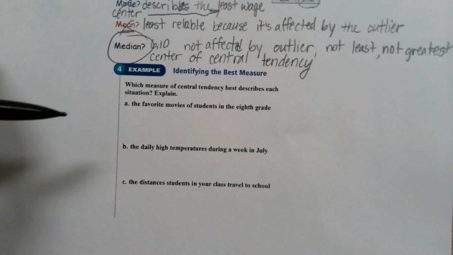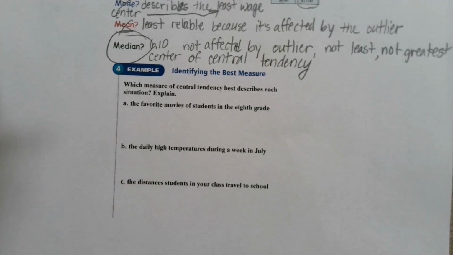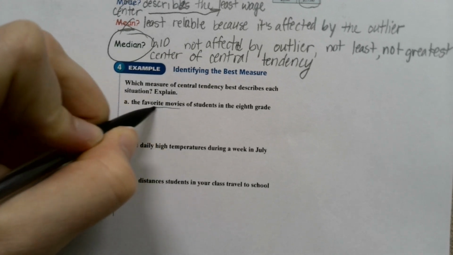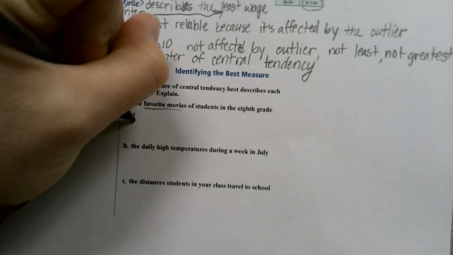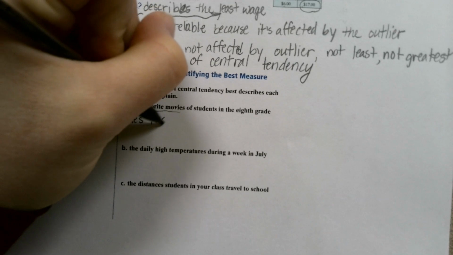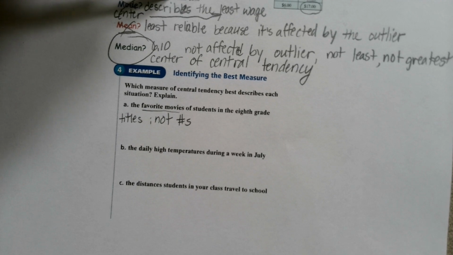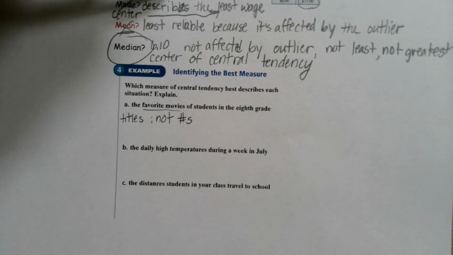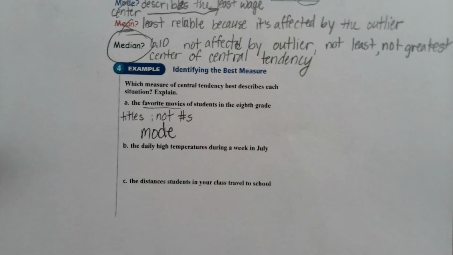If we want to identify the best measure, sometimes it's easier than others. In example A, we want to determine which one measures it the best. We're talking about favorite movies of students in the 8th grade. So students, if we were giving this to students, their answers would be different movies. Well, the titles of the movies aren't number values. And if they're not numbers, then we can't use the median or that middle value. And we also can't add them all up and divide by how many there are, so we can't find the mean. So in this case, the mode is the only one that works because it's non-numerical.